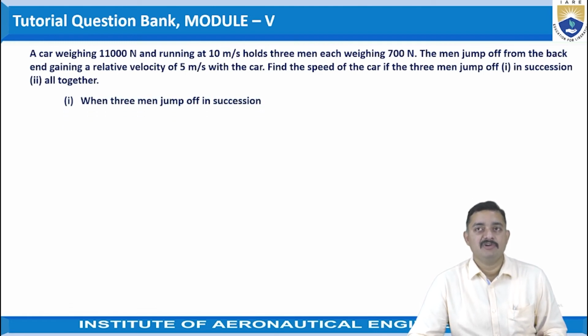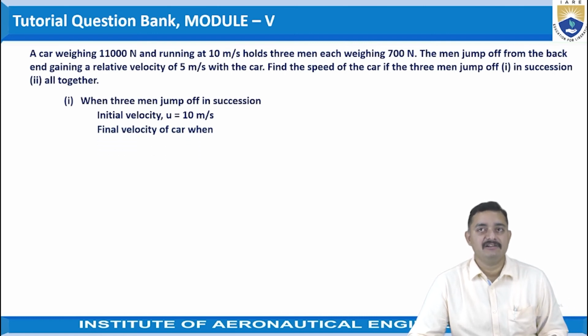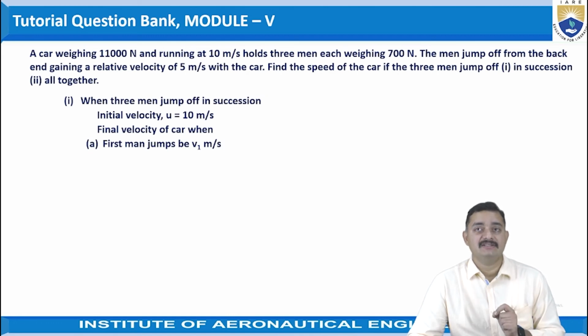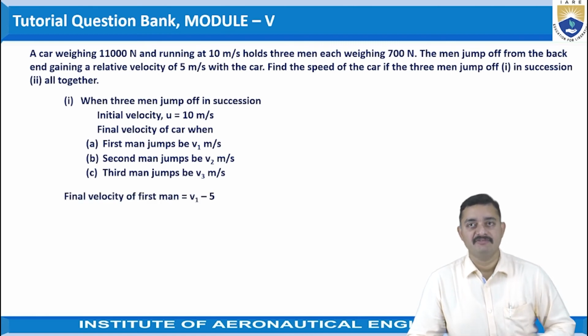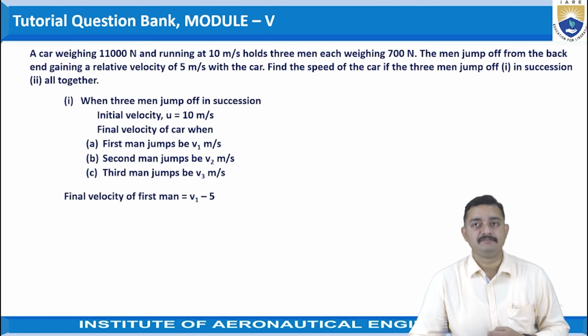When the 3 men jump off in succession, that means one after the other, the men jump off the car. So the initial velocity would be u is equal to 10 meters per second. Hence the final velocity of the car when the first man jumps, we are considering as v1 meters per second, when the second man jumps, v2 meters per second, and when the third man jumps, v3 meters per second. So the final velocity of the first man would be v1 minus 5. Why? Because the relative velocity is 5 meters per second.